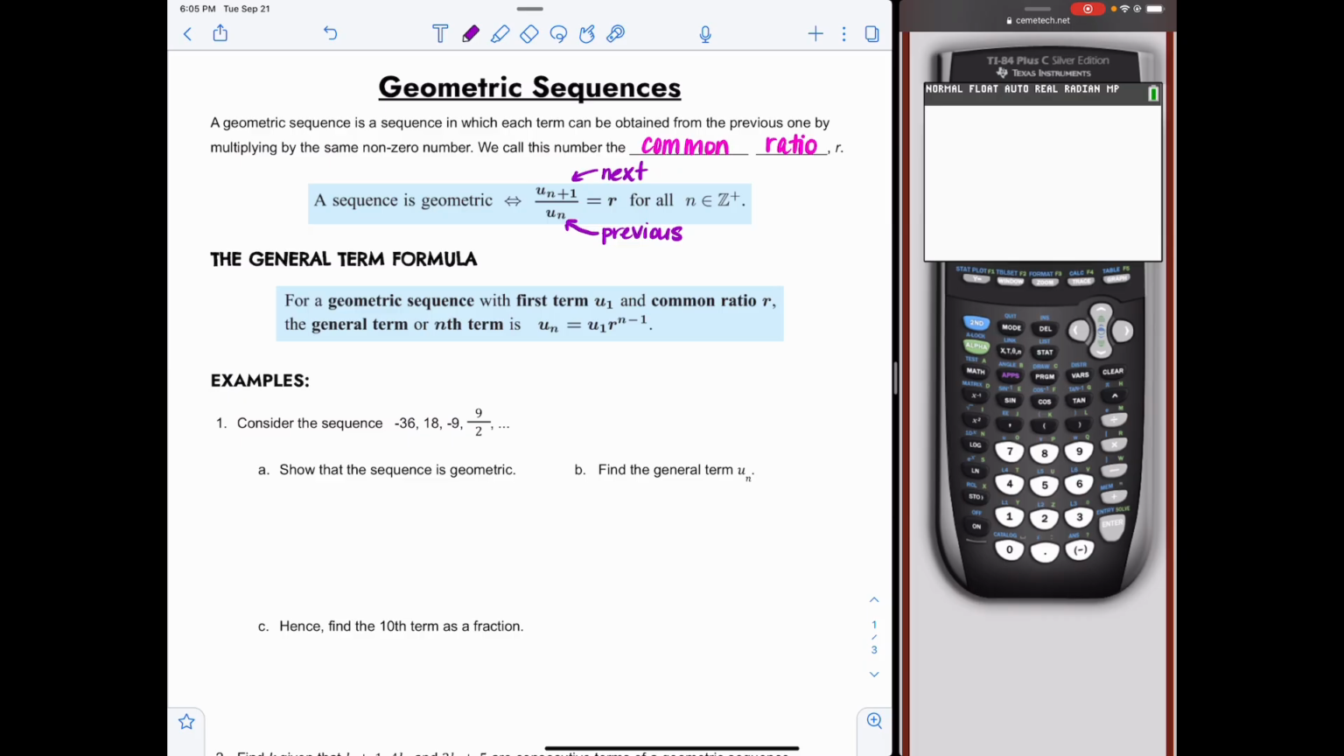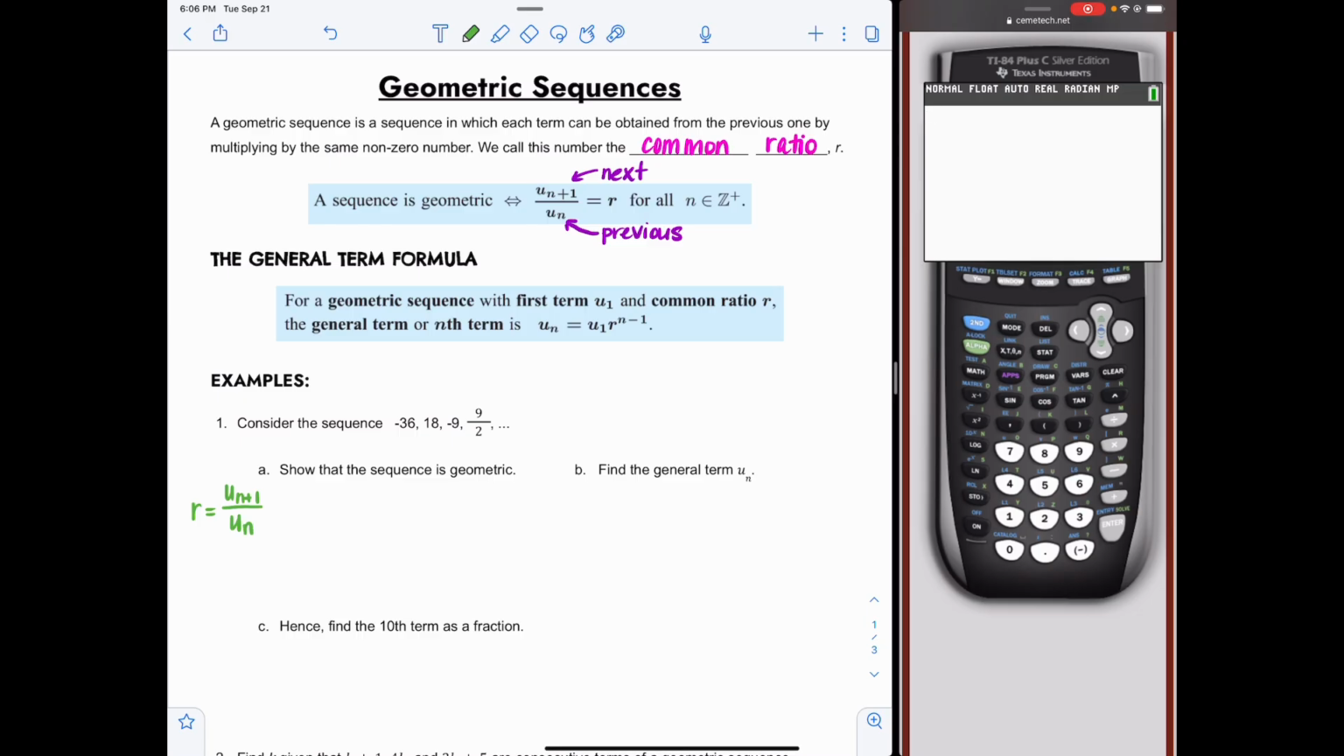Number 1, consider the sequence negative 36, 18, negative 9, and then 9 over 2, and it's going to continue. The first thing they want us to do is show that the sequence is geometric. In order to show that a sequence is geometric, we look for a common ratio. So remember, your r is equal to your next term, u sub n plus 1, divided by your current or previous term, which is u sub n.